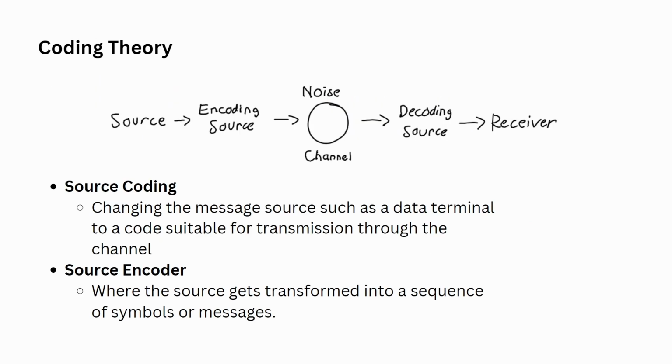Now, source coding is where the message source is being changed into a code that is suitable for transmission through the channel. A source encoder is where the source gets transformed into a sequence of symbols or messages.